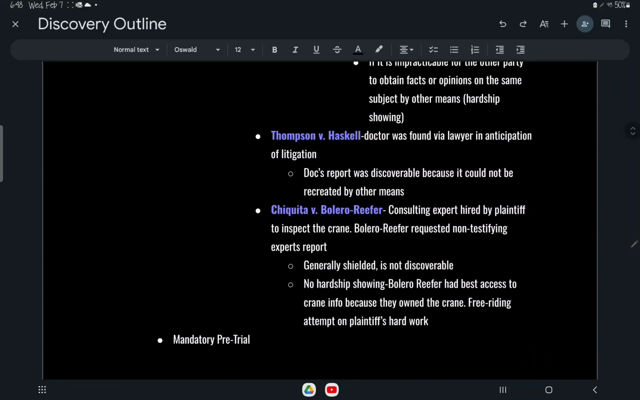The case Thomas versus Haskell. The doctor was found via a lawyer in anticipation of litigation. The doctor's report was discoverable because it could not be recreated by other means.